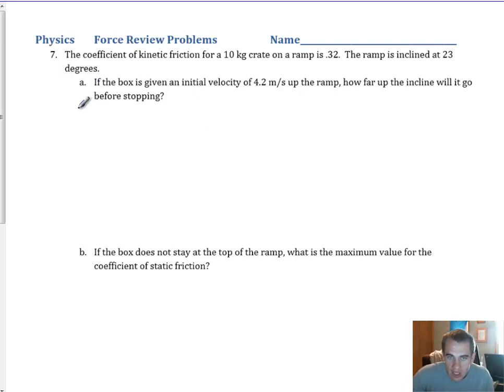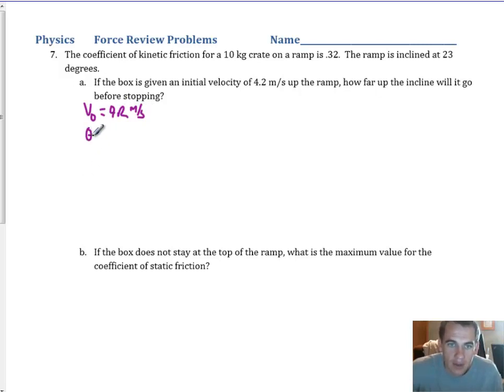Okay, so we just got a little bit of information here. Initial velocity is up the incline, and it is 4.2 meters per second. The angle of incline is 23 degrees. The coefficient of kinetic friction is 0.32. The mass of the block is 10 kilograms. The final velocity, since it stops, is equal to 0. And we're looking for a change in position.